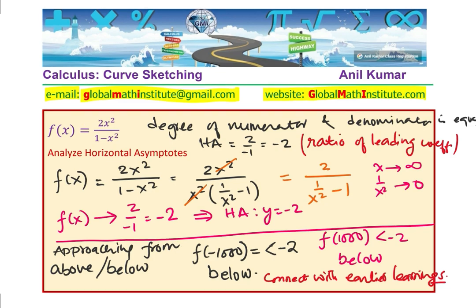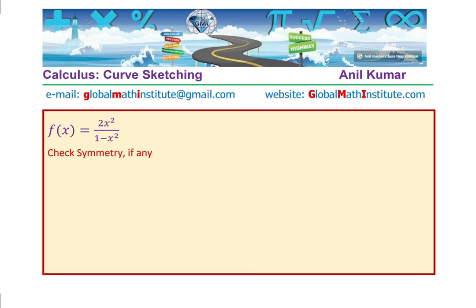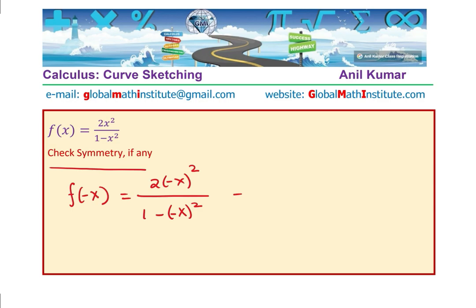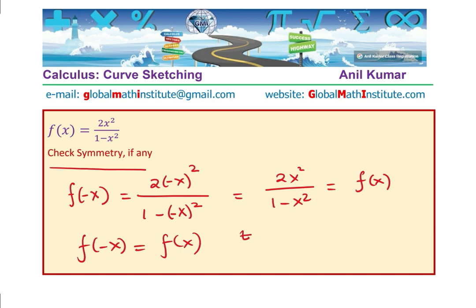Perfect. Let's move on. So we did observe that this function seems to be even in nature. So we are checking the symmetry of the function, right? To check the symmetry, we'll find what is f of minus x. If I substitute minus x, I get 2 times minus x whole squared over 1 minus of minus x whole squared. And that gives you 2x squared over 1 minus x squared, right? Which is the same as f of x. And since f of minus x is equal to f of x, we see that we have even symmetry. Is that clear to you?